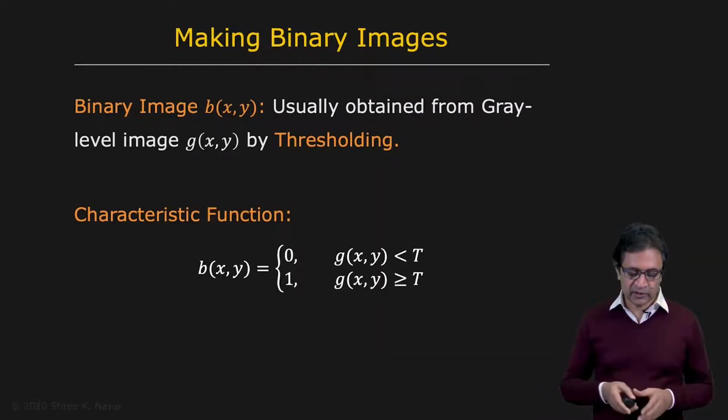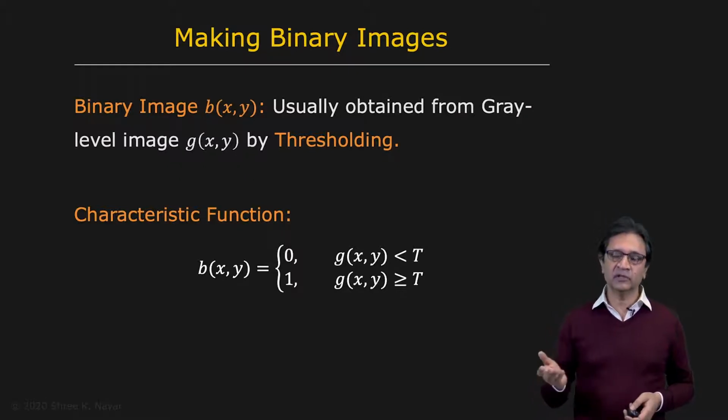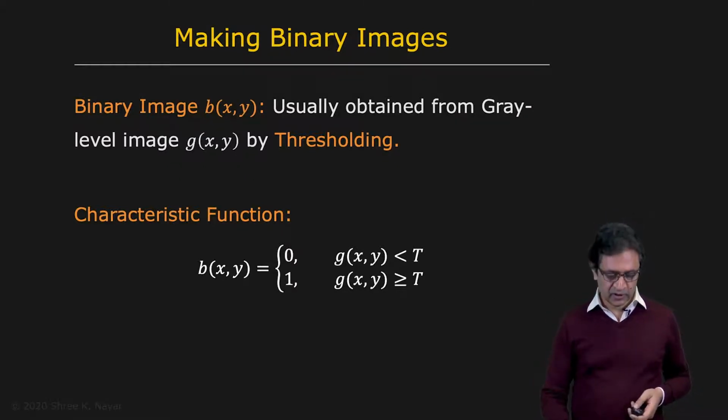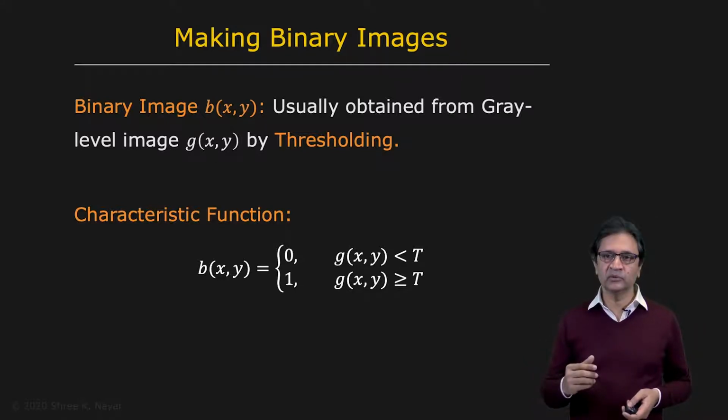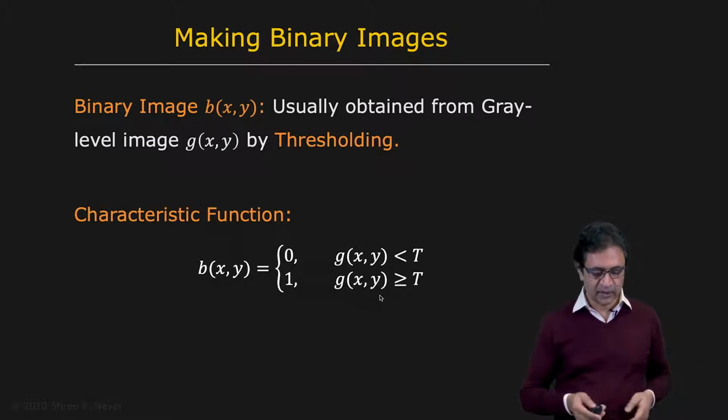So how do we make a binary image? Well, you take a gray level image, that's just a brightness image, that's g of xy right here, and you simply threshold this gray level image with some predetermined threshold, either automatically computed or set by the user, and you get what's called a characteristic function, also called an indicator function, bxy, where bxy is 0 if the gray level image is less than the threshold, and it's equal to 1 otherwise. Or it could be the other way around, doesn't really matter.